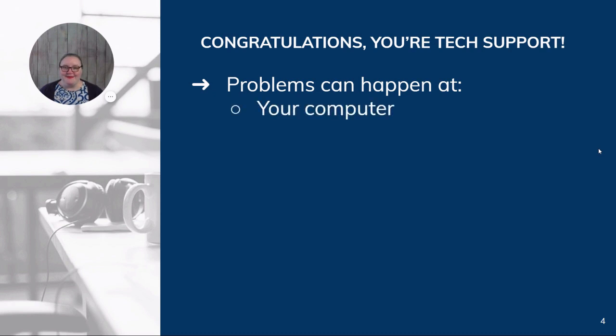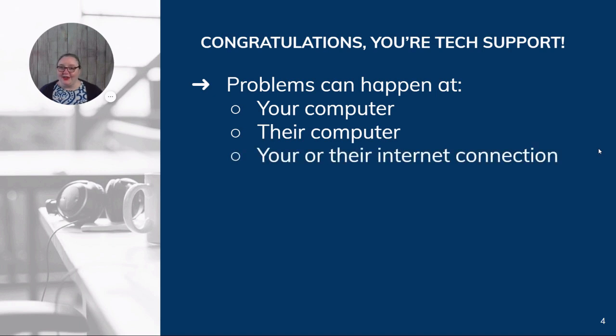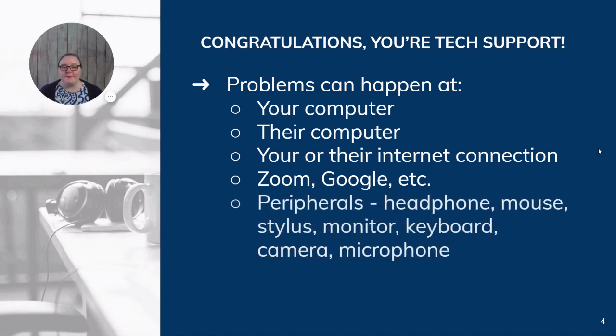To understand the process of troubleshooting a problem, remember that problems can happen at the point of your computer, the student's computer, your internet connection or theirs, or it can happen at the software level. It can be a problem reaching Zoom or Google. It can be that a particular online game is down that day. You can also have difficulties due to peripherals: headphones, mouse, stylus, monitor, keyboard, camera, microphone. Any of these things can interrupt the sound or video or functions in a meeting.